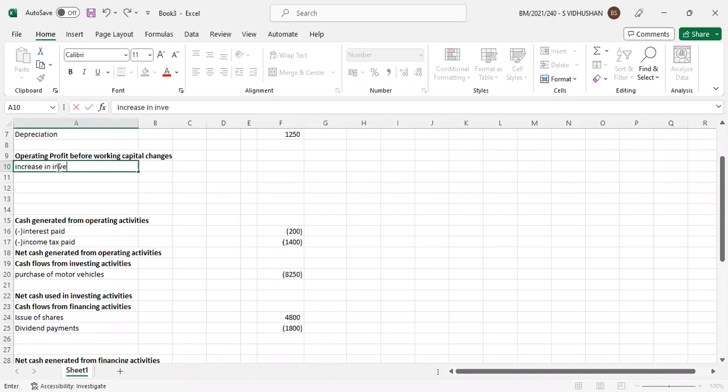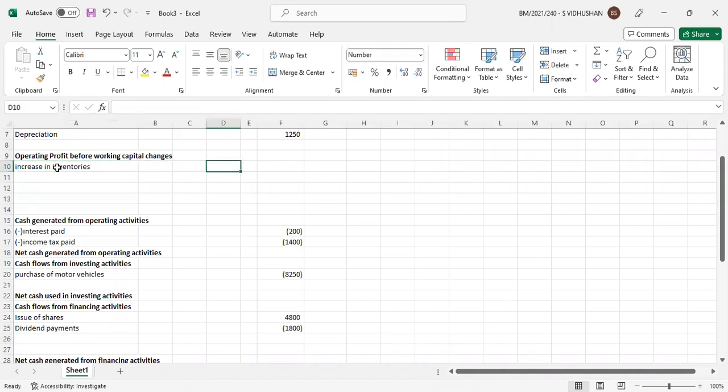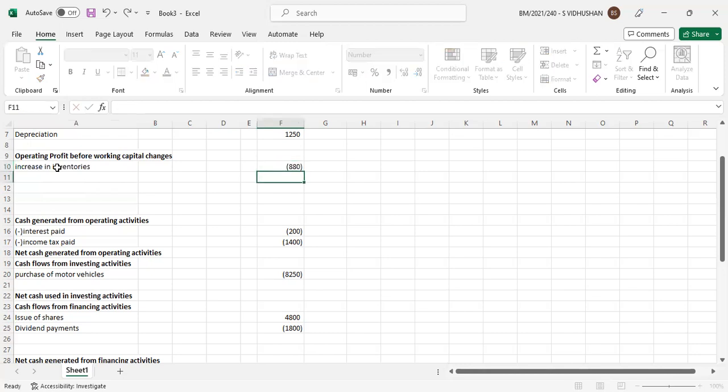So when the inventory has increased, why are we deducting? What's the logic? Because the inventory has increased, you have purchased it by cash, and if you purchase, the cash will decrease, right? So that is the logic why we need to reduce. So 880, okay, fine.